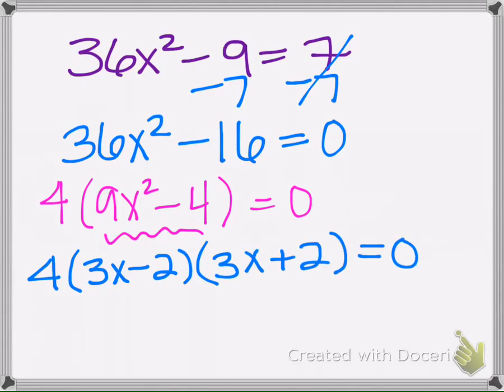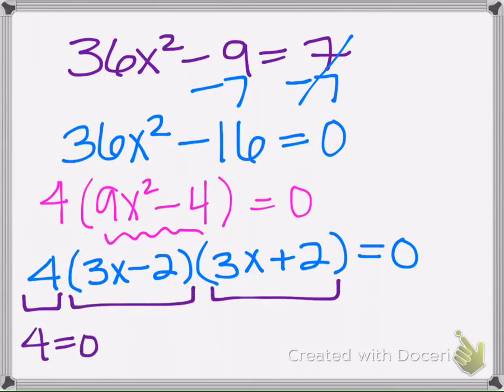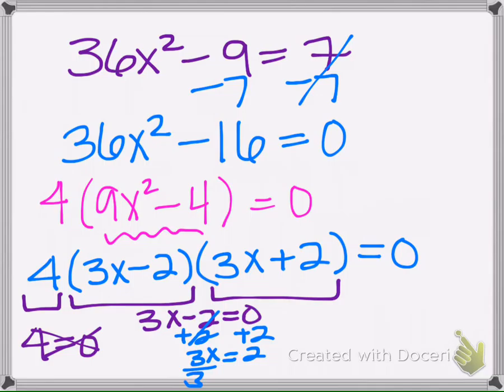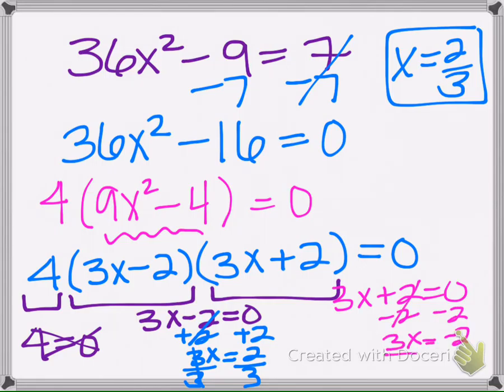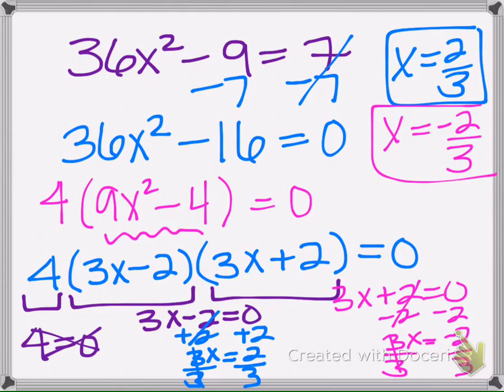And now it's factored, so we're going to set each factor equal to 0. So 4 equals 0, that's not going to give us anything. 3x minus 2 equals 0, that is going to produce a solution, so we're going to add 2 to both sides. Then divide by 3. And we'll get x equals 2/3. And then here we're going to set it equal to 0. And we will get x equals negative 2/3. So again, third method, getting the exact same answers.